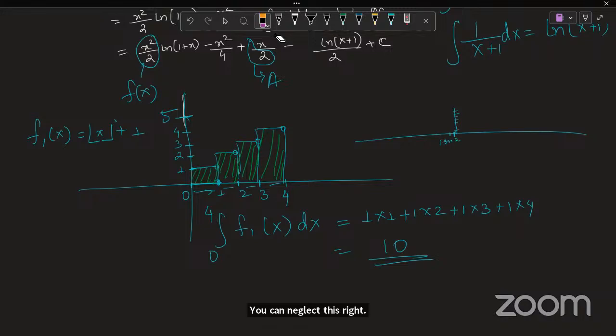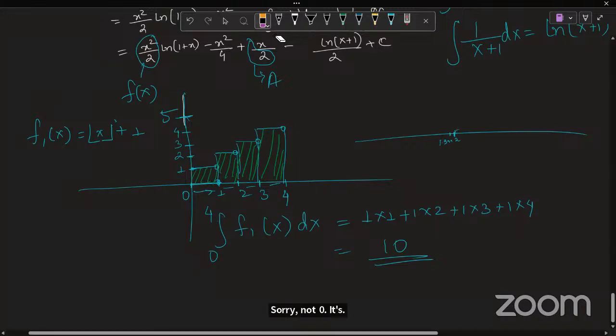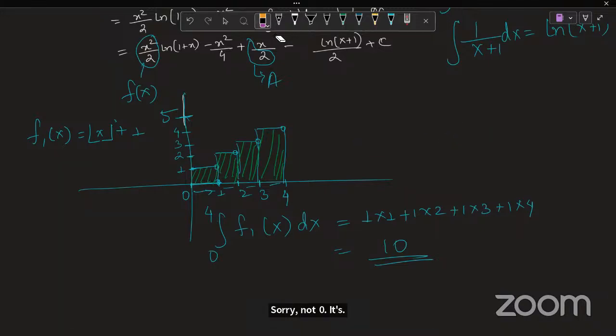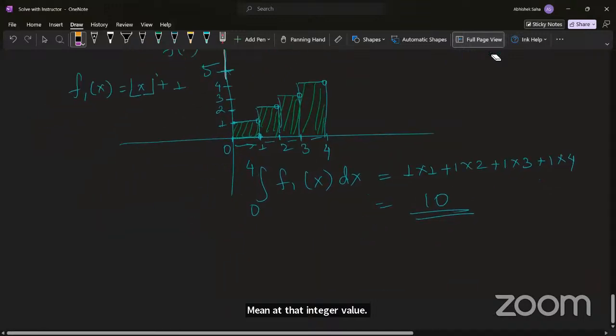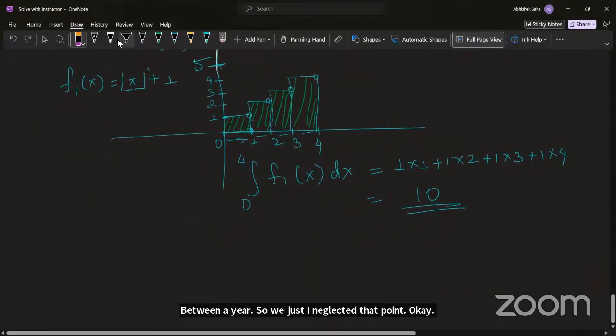The area of a line is 0. It is a neglected point. It has no breadth, meaning at that integer value, we just neglected that point. Or this is not a proper way. There are ways to solve this.